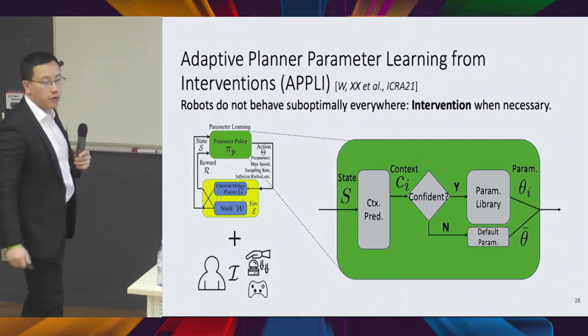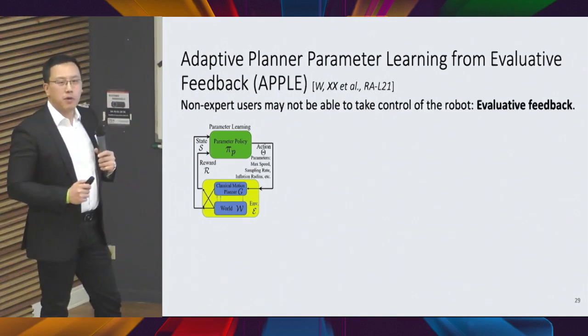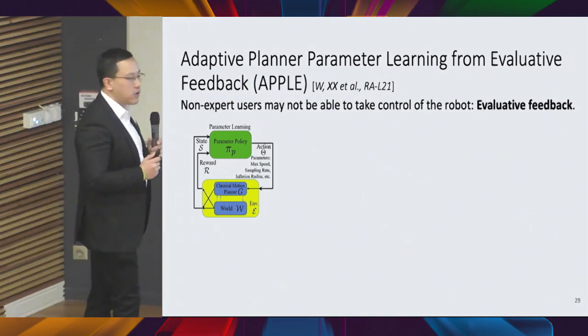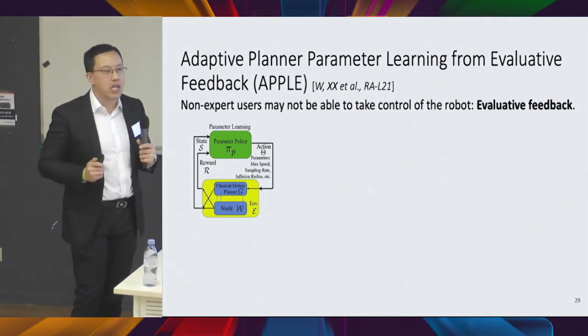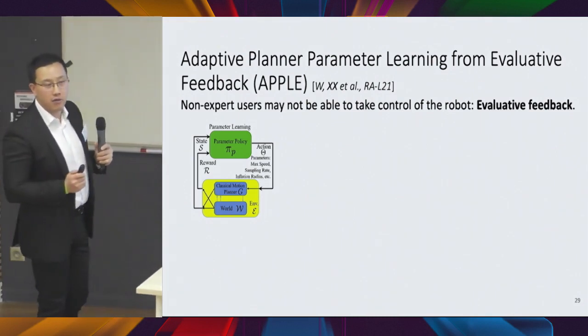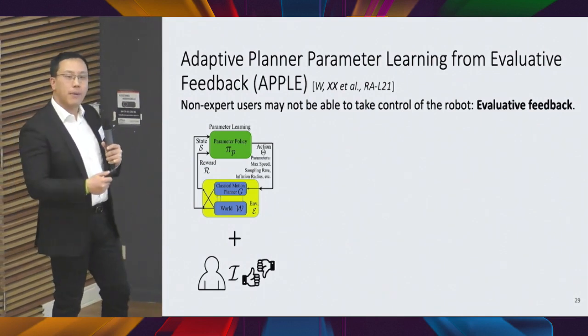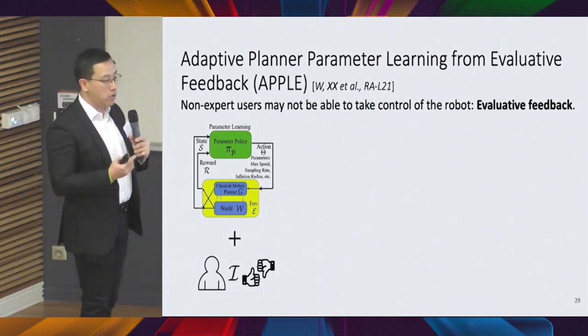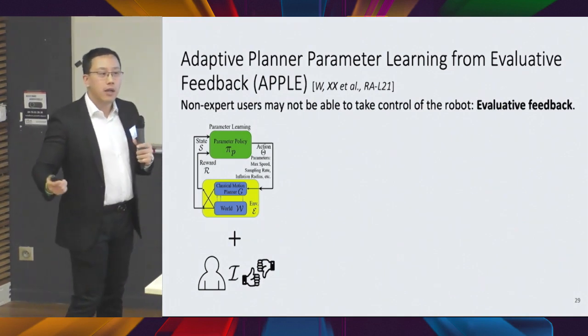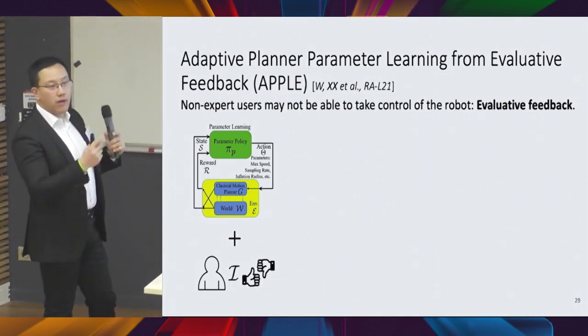So this is interventions. Some people may think, hey, I'm not comfortable taking a joystick to drive the robot. It's not safe. I'm not a gamer. I don't want to do that, right? But those people still know if a robot is doing a good job or maybe a bad job. You know the robot is not doing a good job when it's stuck at the doorway, right? And you know it's doing a good job when it's driving very smoothly.